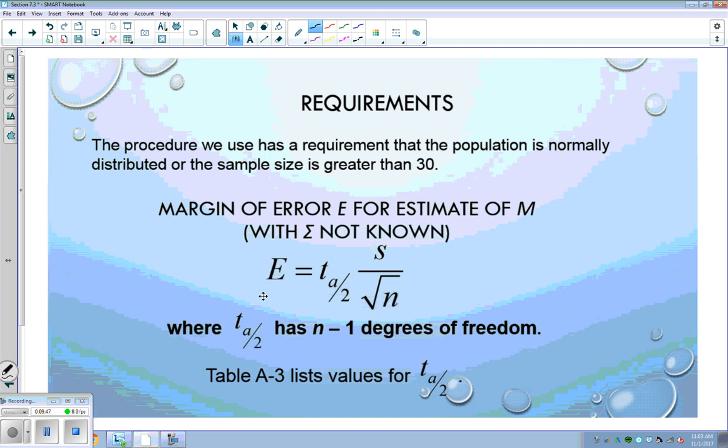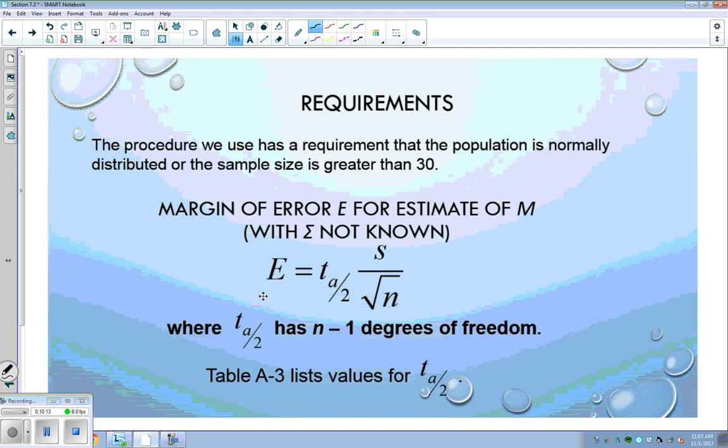Notice margin of error. So here's the difference. When I did margin of error in the previous, we did proportions again, not means, proportions, and we knew the standard deviation. We knew that it was normally distributed, and we used the z-score, which we're all very comfortable and used to using.